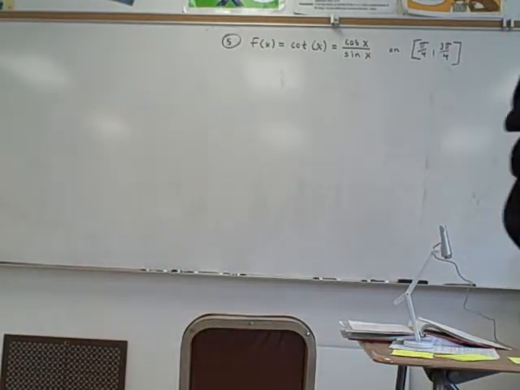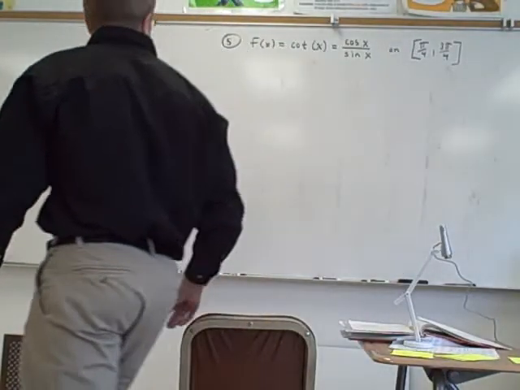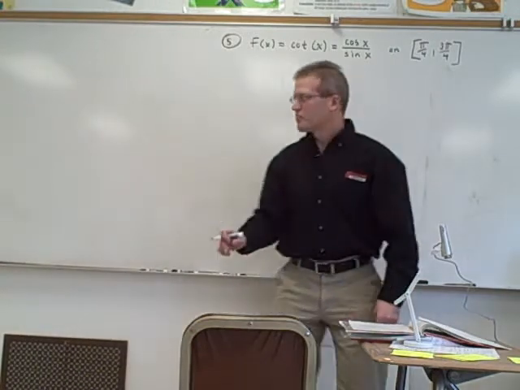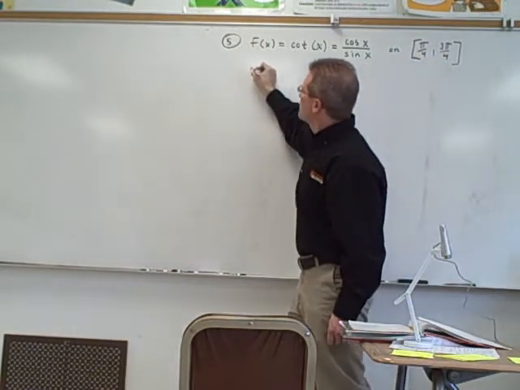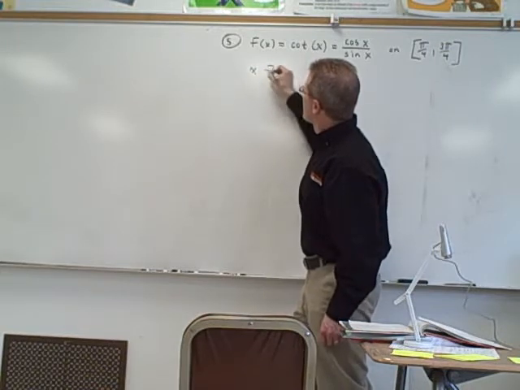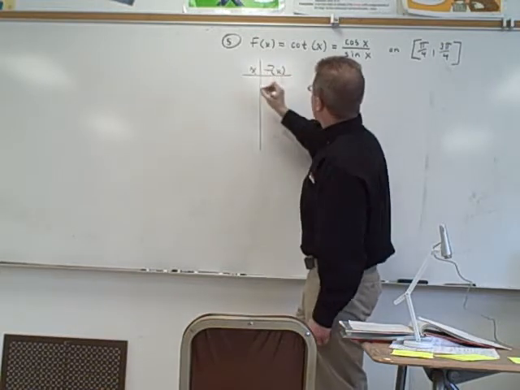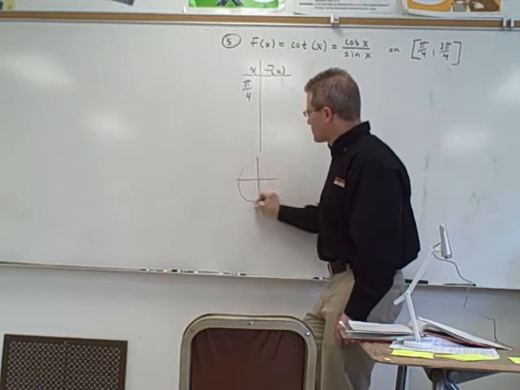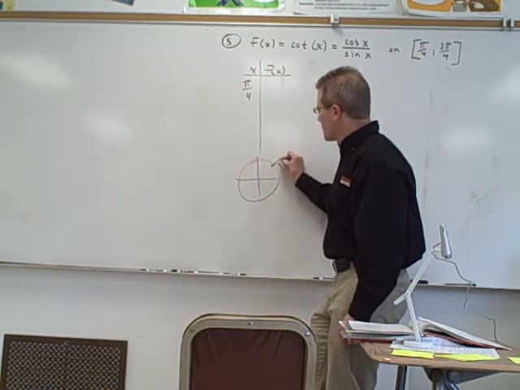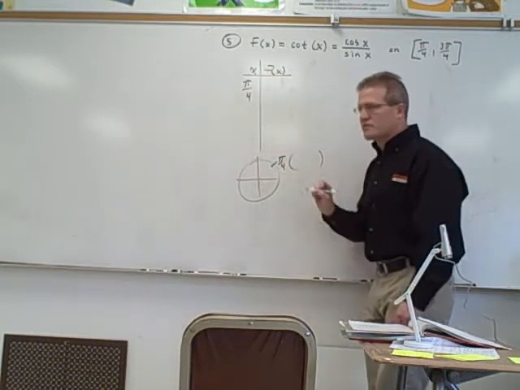All right, so it's number 5 on lesson 2.4. Average rate of change. We want to find the change in y over change in x. So let's make our table. X is pi fourth. When x is pi fourth, let's think about the unit circle. Pi fourth is in the middle of the quadrant. What are the coordinates at that point?